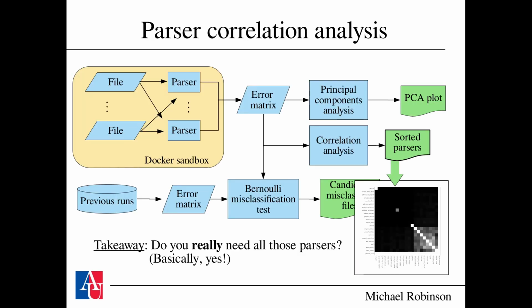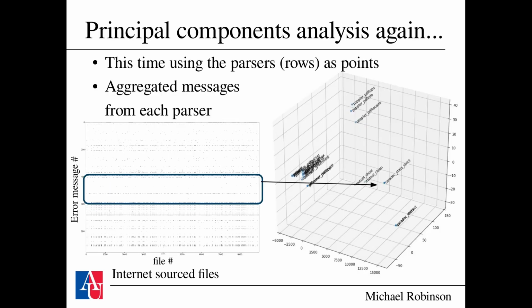Okay, so one thing when I give this kind of talk, everyone asks, do you really need all those parsers? And, well, most of them, yes. And the reason for that is actually relatively easy to see using principal components, but not by files, instead by parsers. So if you look at the parsers, i.e. rows, well, those are error messages, not parsers. So let's group up all the error messages for a particular parser. Fine, that can be done using a little statistical magic.